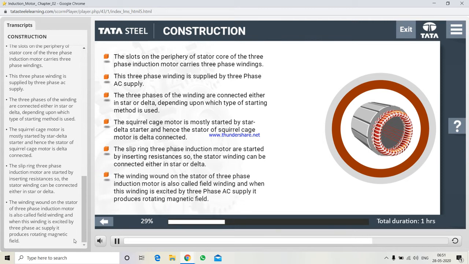The winding wound on the stator of the three-phase induction motor is also called field winding, and when this winding is excited by three-phase AC supply, it produces a rotating magnetic field.